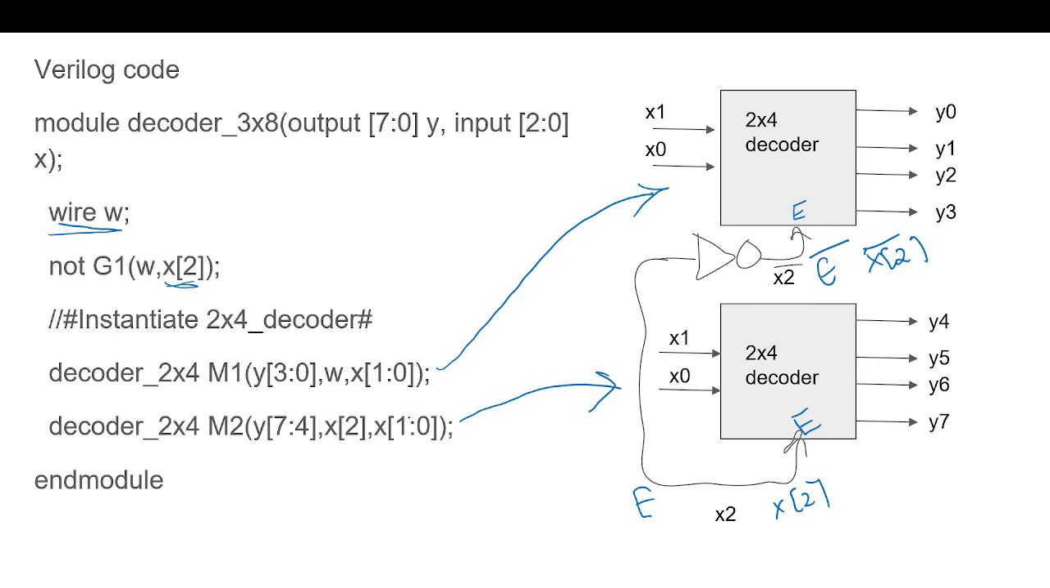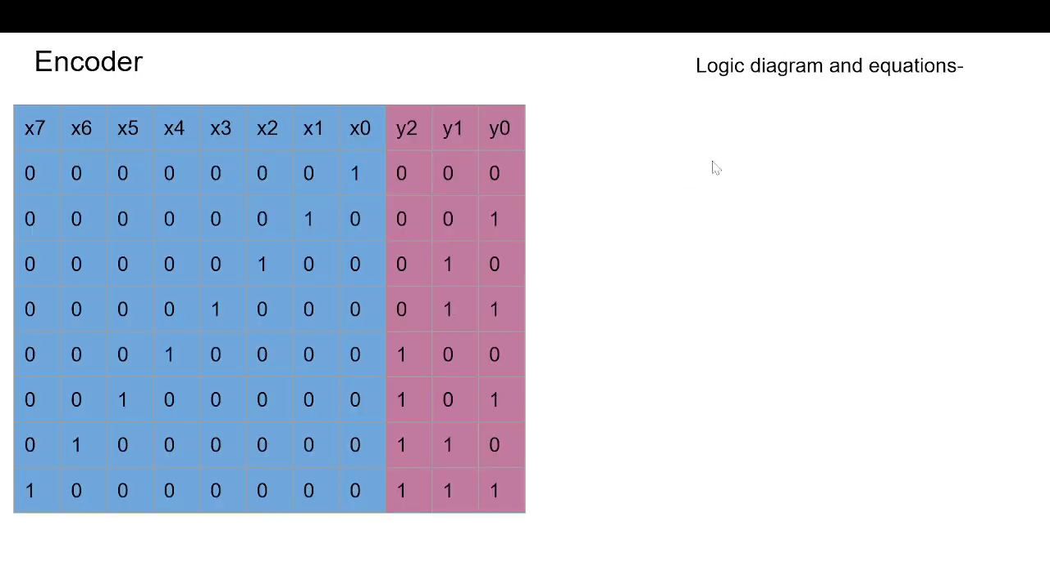So is this code clear? The Verilog code for 3 cross 8 decoder using 2 cross 4 decoder. Any doubts? Yes. Next, the next circuit is encoder.